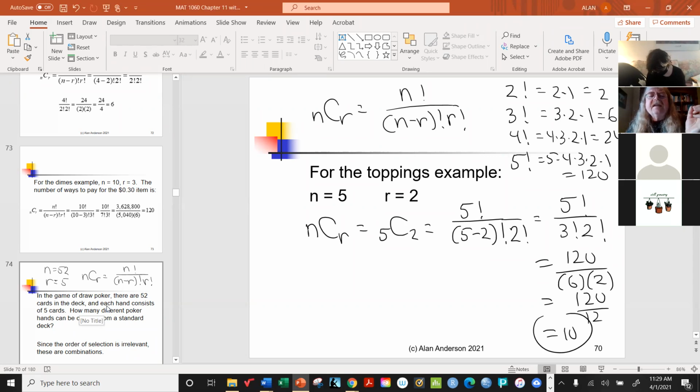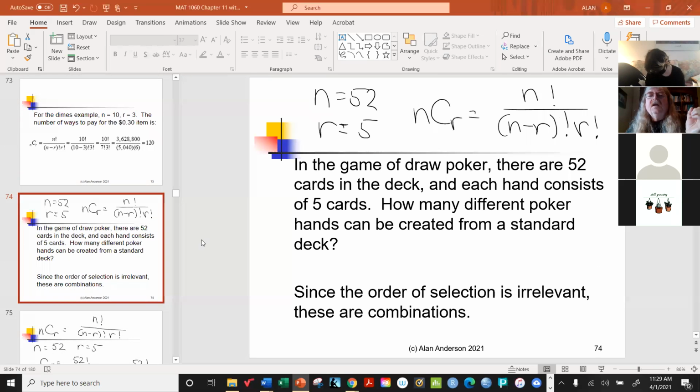In that case, we're trying to figure out how many combinations there are. And of course, n is 52 because the deck has 52 cards. R is 5 because we're choosing 5 at a time. My challenge to you is to come up with this number based on this formula and the values of 52 and 5. Take a minute, get out the calculator and see what you can do.